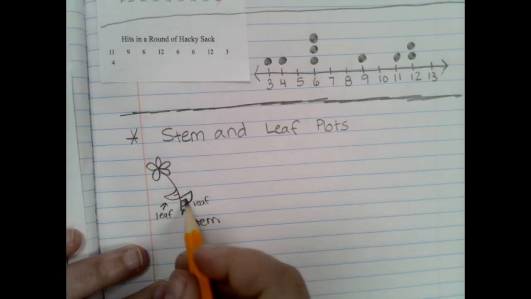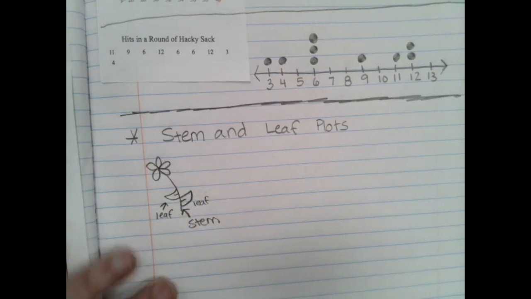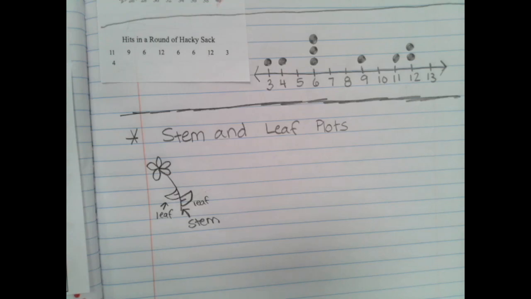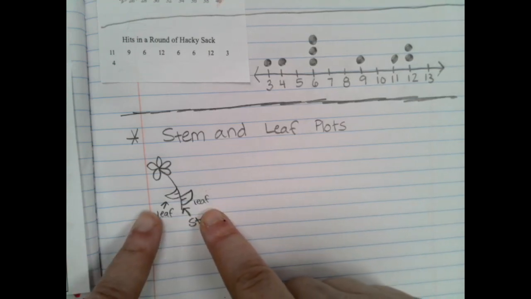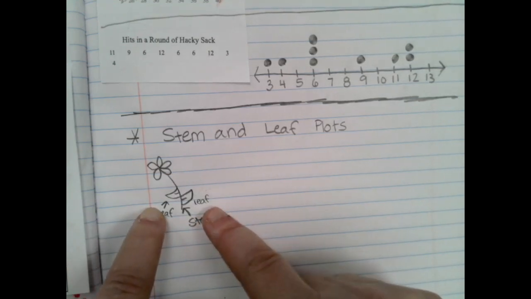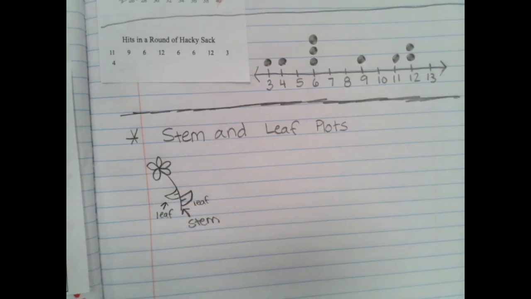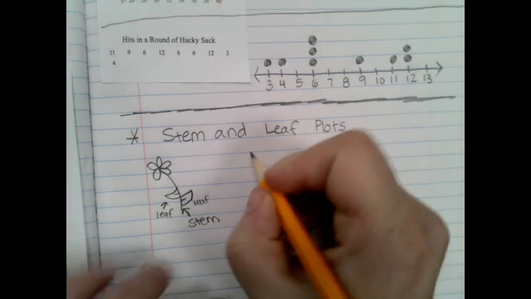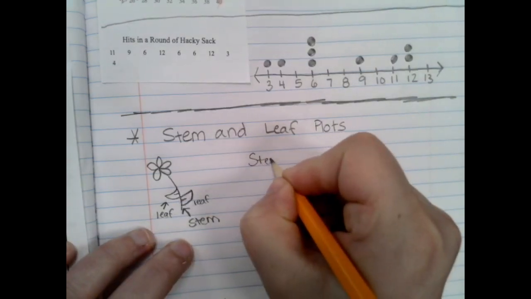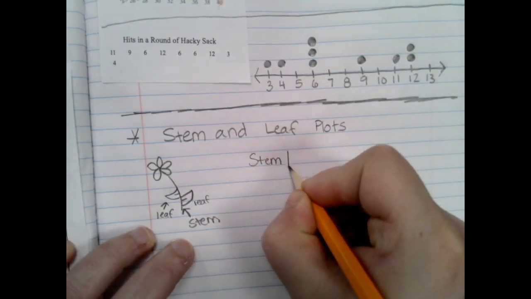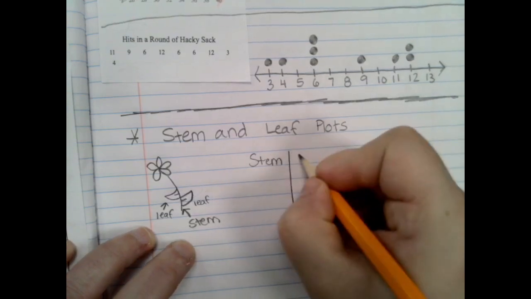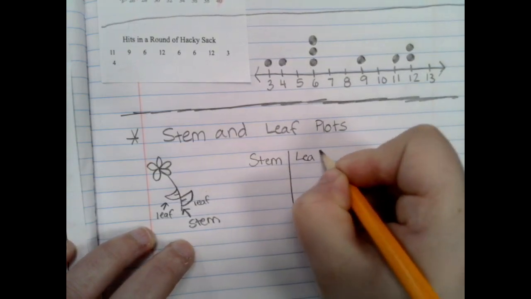Okay, as we draw leaves, leaves are always connected to this stem, and that's why we call it a stem and leaf plot, because each leaf is separate, but each leaf is connected to the stem. If drawing's not your thing, that's fine. It was just kind of a visual of why we call it a stem and leaf plot. So a stem and leaf plot is actually a table. We have a stem, and then we have a side that's labeled leaf.